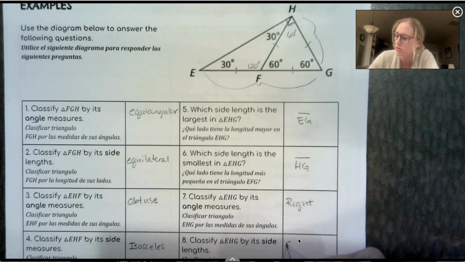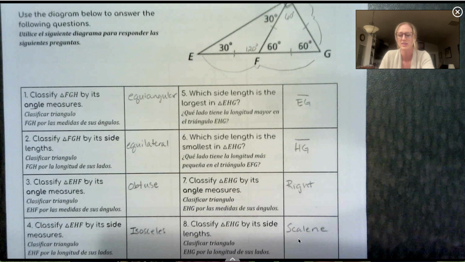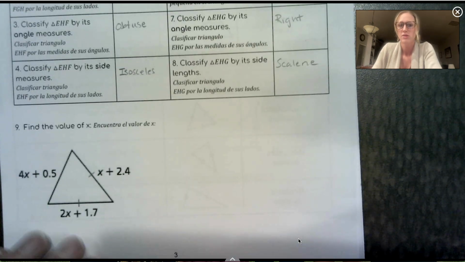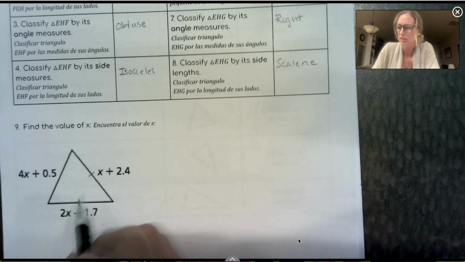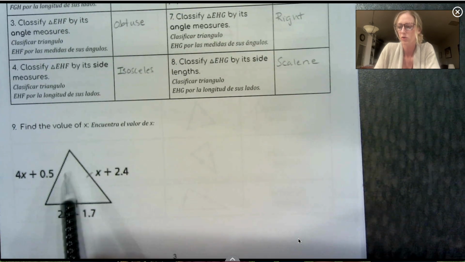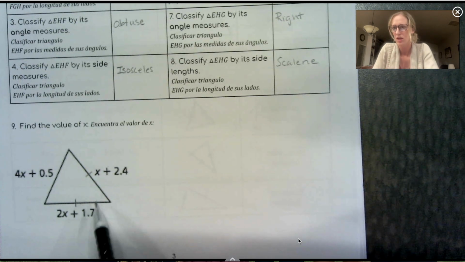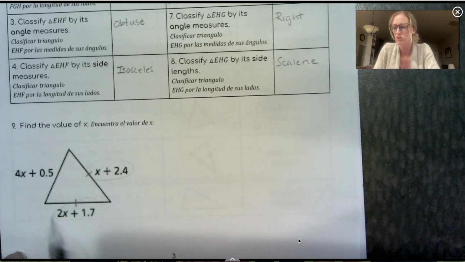So when we have a triangle that has all different side lengths, remember that is called a scalene triangle. Okay, this example down below, find the value of x. Notice these tick marks tell me that these are congruent. So this side has no relation to these two, but that's okay. I can solve an equation just with these two pieces.